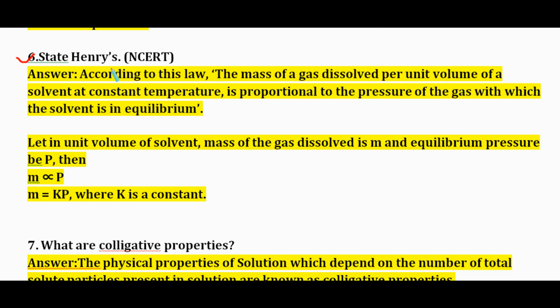State Henry's law. According to this law, the mass of gas dissolved per unit volume of a solvent at constant temperature is proportional to the pressure of gas with which the solvent is in equilibrium. Let in unit volume of solvent, the mass of gas dissolved be m and the equilibrium pressure be P. Then Henry's law can be written as m proportional to P. After removing the proportionality sign, it can be written as m equal to kP, where k is Henry's constant.